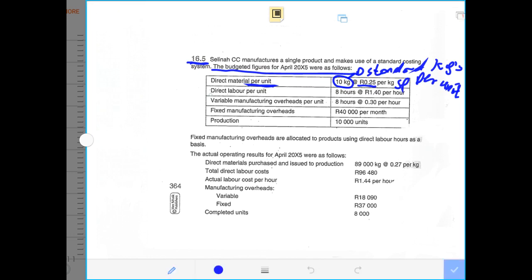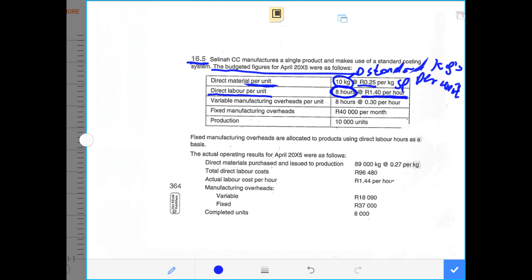Then after that we have the direct labor per unit. Therefore now they give us 8 hours. This is the standard labor hours per unit, meaning the number of hours it takes to complete 1 unit of a product. Then now we have the at 1 rand 40 per hour. That means our employees are paid 140 cents per hour.